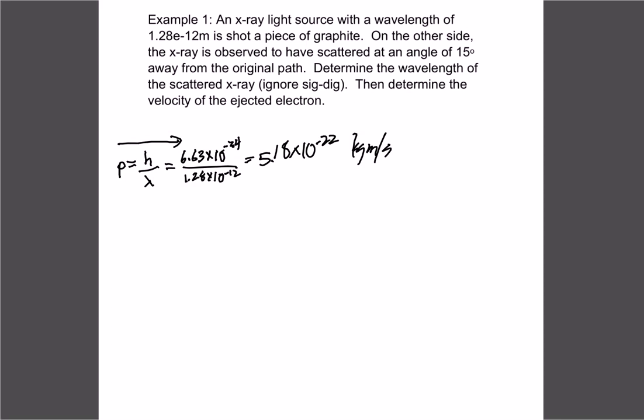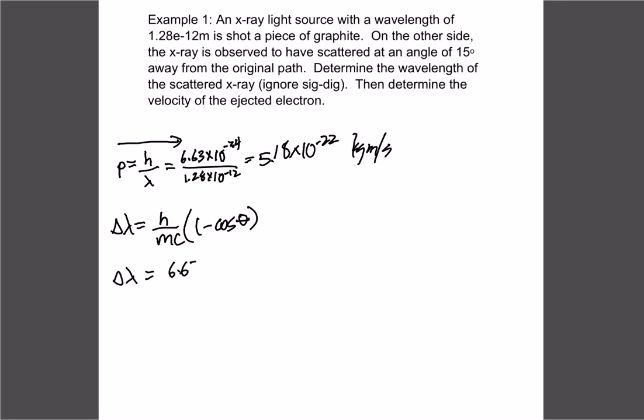Okay, so now we want to figure out the scattered momentum. We don't know anything other than the angle is going to be 15 degrees. So we're going to have to go back and use our new formula. Our change in wavelength will be h over mc times 1 minus cos of our angle. So we want to figure out what the new wavelength is.